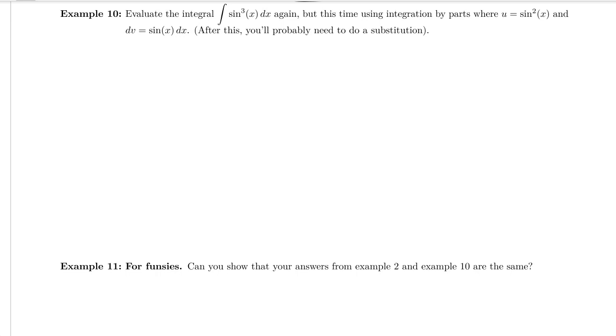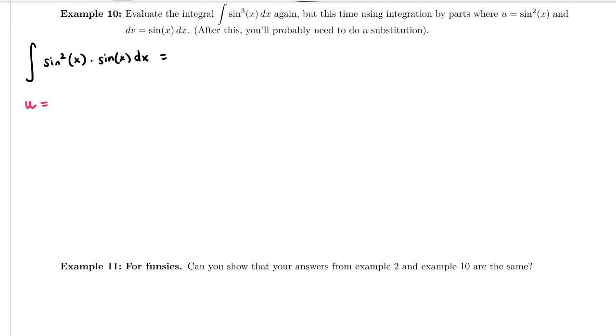After this, we'll probably need to do a substitution. So I'm going to rewrite sine cubed as sine squared x times sine of x dx, which coincidentally is the same way we started the last time we did this, but then from here we use the Pythagorean identity, but now it asks us to use integration by parts.